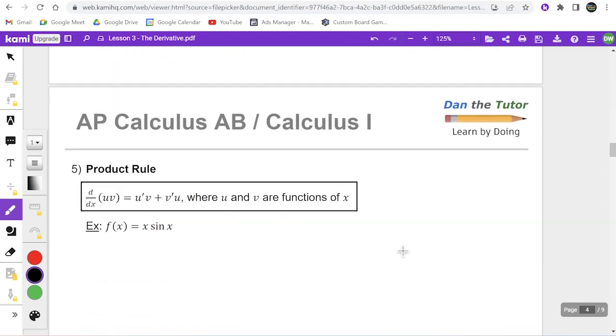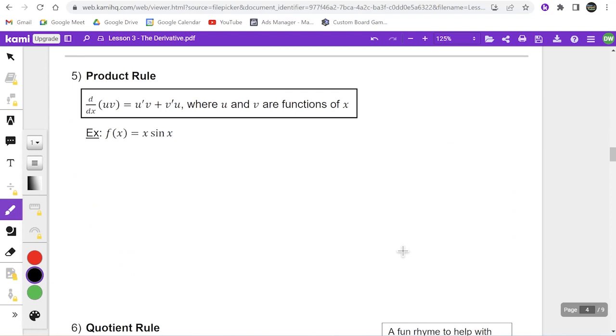Okay, great. Next, we have probably the hardest rule of tonight. It's the product rule. Product rule itself isn't even that bad. What I notice with my students, they don't even know they need the product rule. And if you don't know if you need it, then how are you going to know to use it?